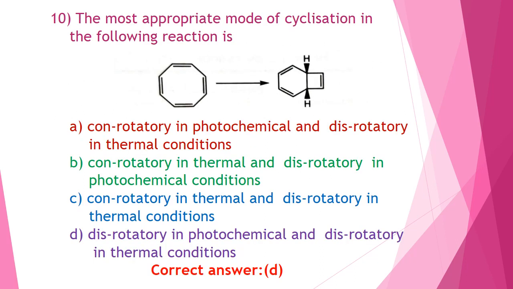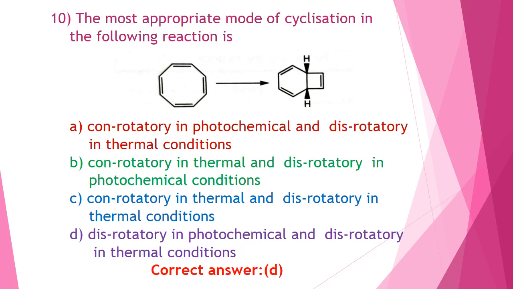Arene. Question 10. The most appropriate mode of cyclization in the following reaction is. Here there is the possibility of 2 types of reaction. One may be a photochemical reaction, the other may be a thermal reaction. If it is a photochemical reaction, 4 pi electrons are involved and it is disrotatory. At the same time, if 6 pi electrons are involved, it is disrotatory in the thermal reaction. Therefore, the correct answer for this question is D.